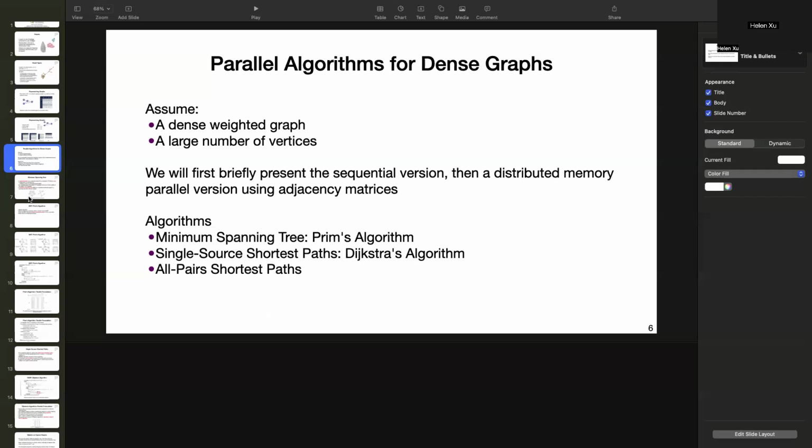These are basic algorithms, Prim's algorithm or Dijkstra's algorithm, or all-pairs shortest paths, which you could just do by running Dijkstra's n times. But in the slides, we cover a bunch of ways to do all-pairs shortest paths as well.